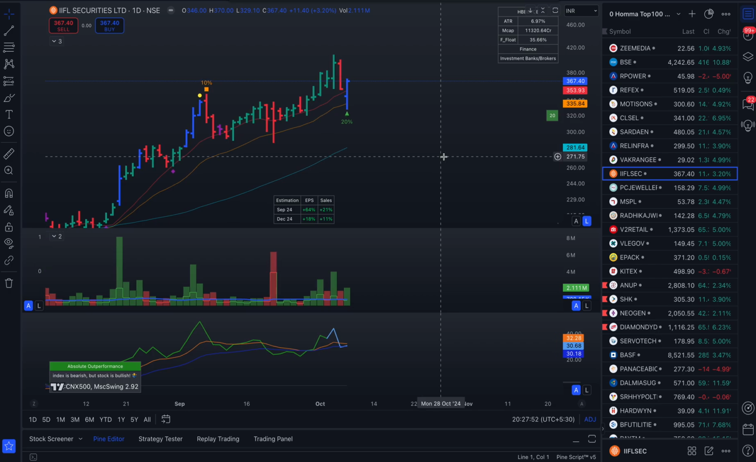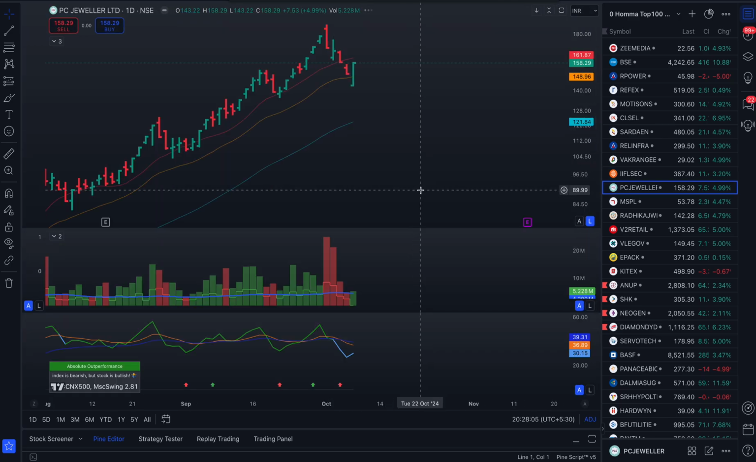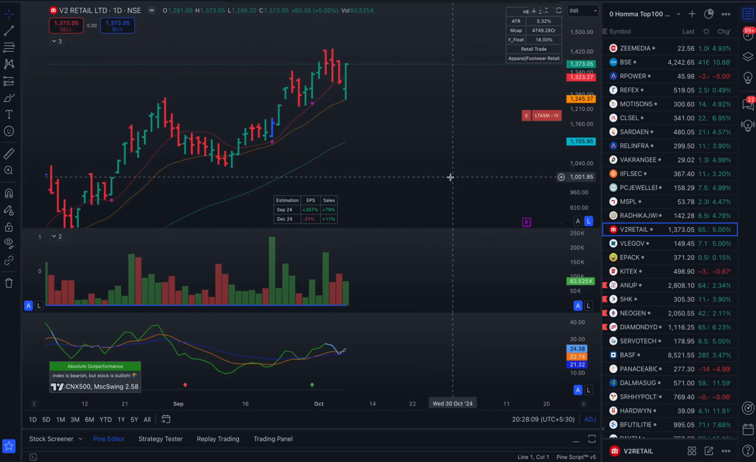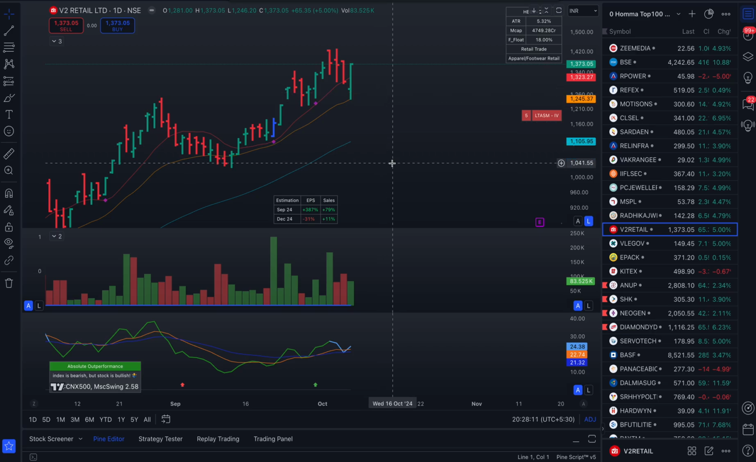And also, always make sure that whenever these circuit changes happen, they move after that. So this was 10 here. After this it went fully on 10. Now today it opened the circuit and became 20. So you know these are the names you have to catch. V2 Retail. Also, I think here also the circuit has opened.